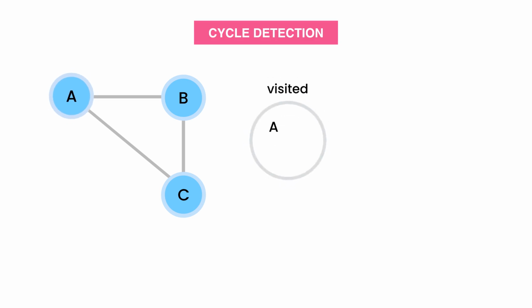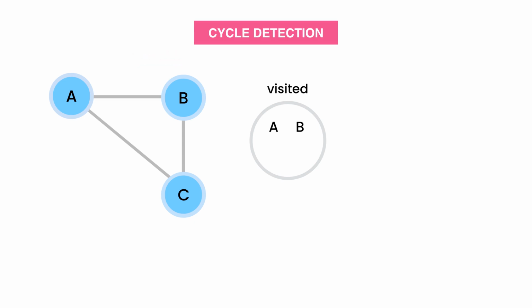Now we should explore the neighbors of A. We can go to B or C. The order doesn't matter. Let's go to B. Now, B has two neighbors, A and C. We don't want to go back to where we came from, right? So as we move from A to B, we should pass A as the previous or the parent node.